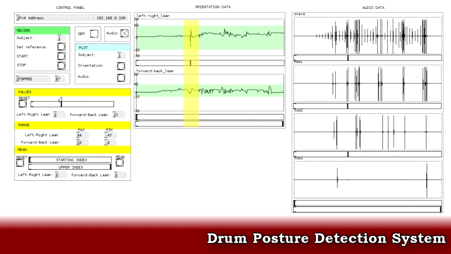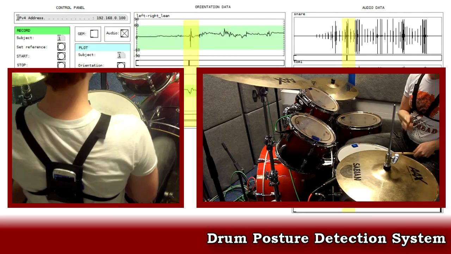This spike in the left-right lean indicates a sudden lean to the left then the right, and the corresponding dip in the forward-back lean indicates a backwards lean. It can be seen that this correlates with some kind of fill, and the orientation of the player can be clearly seen.